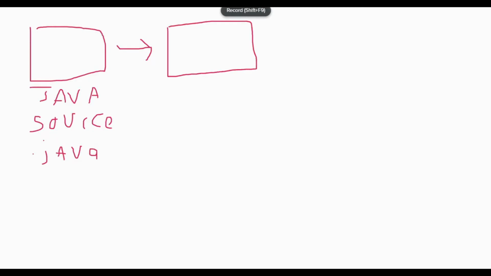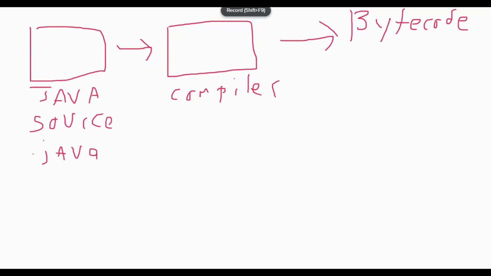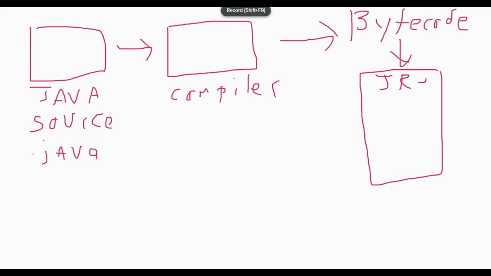Okay, so we'll draw another box here. We'll call this the compiler. And this compiler is going to take your source code and convert it into what we call bytecode. And then the bytecode is going to get fed into another program called the JRE. Call this a Java runtime environment. I don't have enough space to write it, but you call it JRE. Again, that's a Java runtime environment.